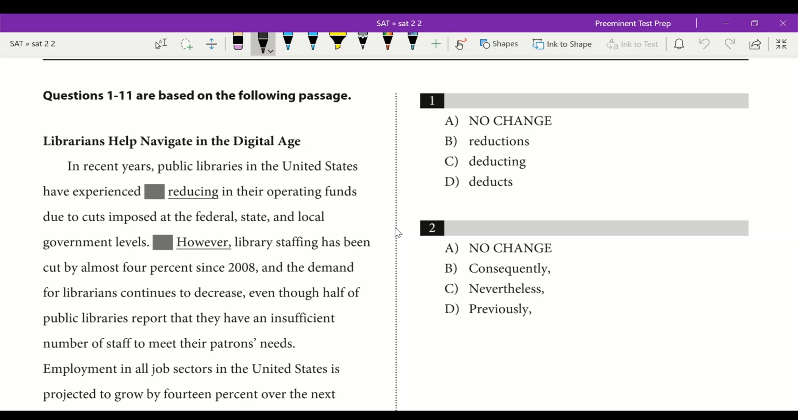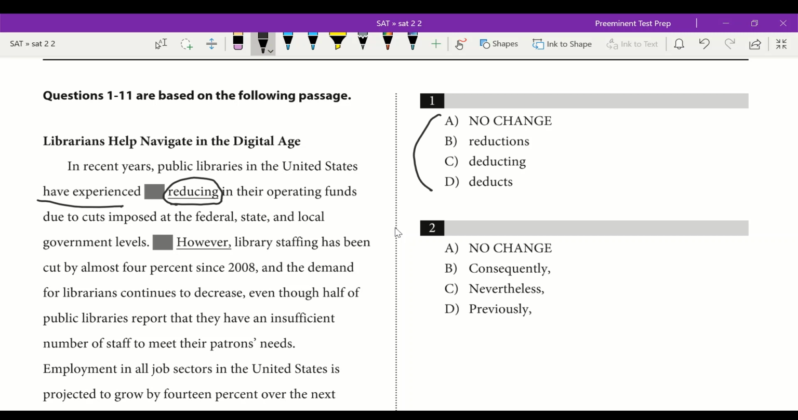Librarians help navigate in the digital age. In recent years, public libraries in the United States have experienced reducing in their operating funds due to cuts imposed at the federal, state, and local government levels. Well, as I read through here, as soon as I got to "have experienced" and saw a word in the middle of our sentence that's underlined, one word, I know that I'm looking for a change in the word or an option of changing the word, right?